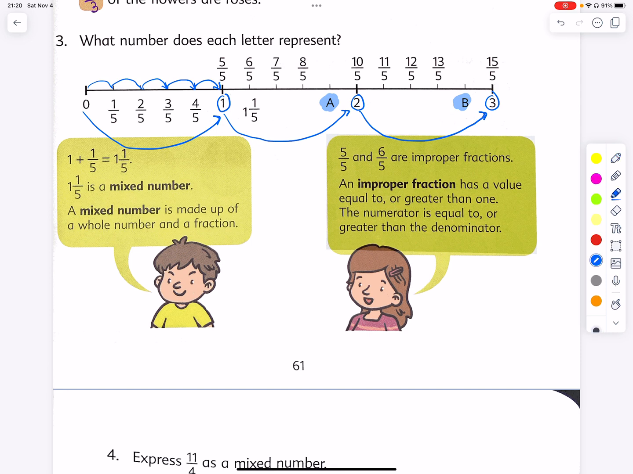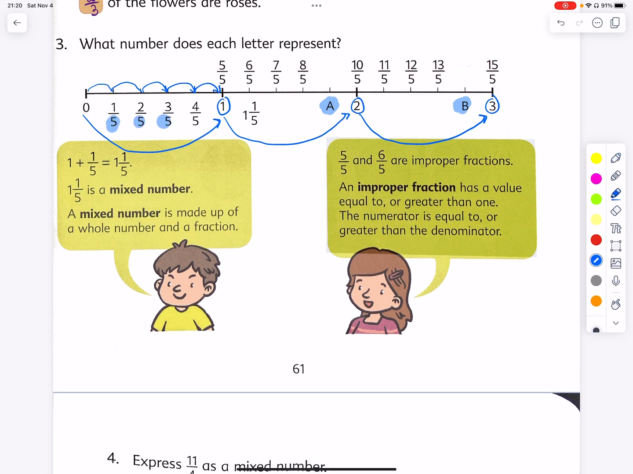Oh, of course, I didn't have to think like that. We have fifths, 5 equal parts, right? What happens after that? Well, we keep counting by fifths. 1 and 1/5, 1 and 2/5, 1 and 3/5. Therefore, number A is 1 and 4/5, or equivalent to 9/5, right? Let's say 10 out of 5, 11 out of 5, 12 out of 5, 13 out of 5.